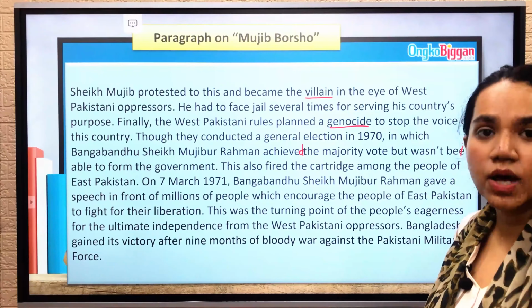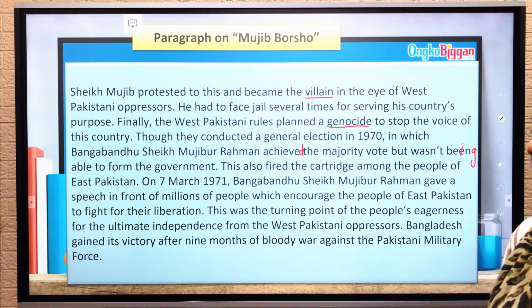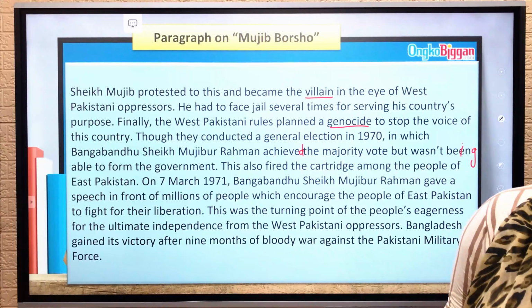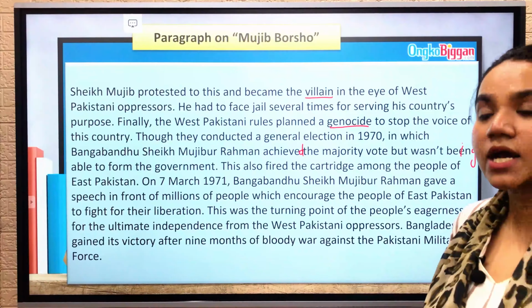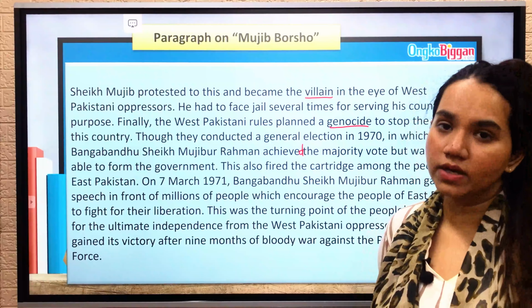This also fired up the people of East Pakistan. The people of East Pakistan were like, no, we do not support this, we should go against this. And they were also very scared, because in the 1970 election they thought that probably they would win, but they did not expect that the person whom they considered a villain would win, okay?